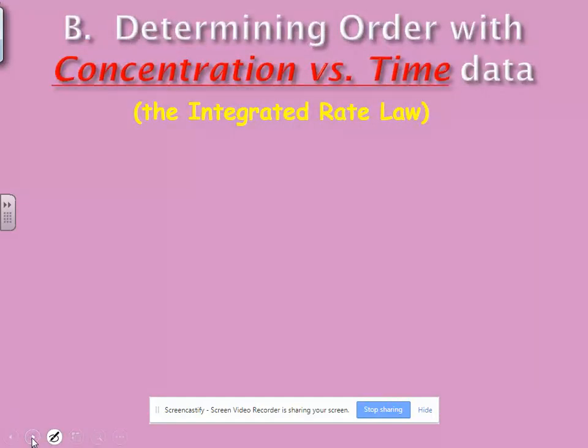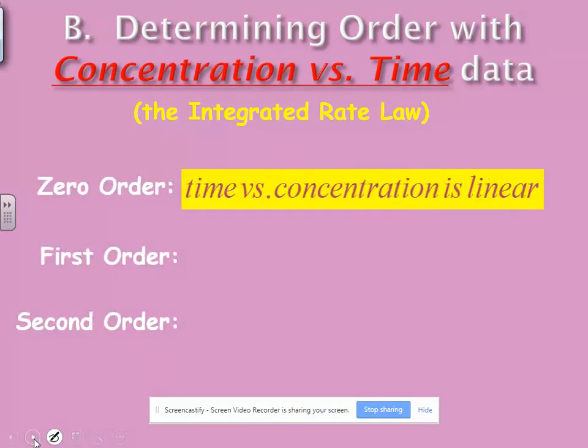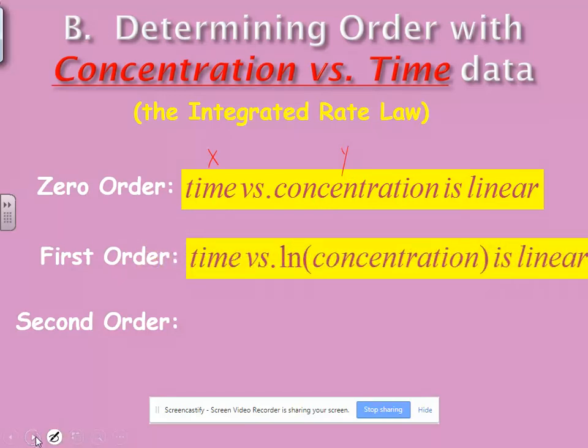All right, so let's look at an example of how you would analyze your data. For zero order, you would plot time versus concentration and get a linear graph with a negative slope. Time is always your x value you're plotting. Concentration of the reactant is your y value here. For first order, you would plot time as your x value and the natural log of the concentration to get a linear graph. First order also has a negative slope. Both of these have a negative slope.